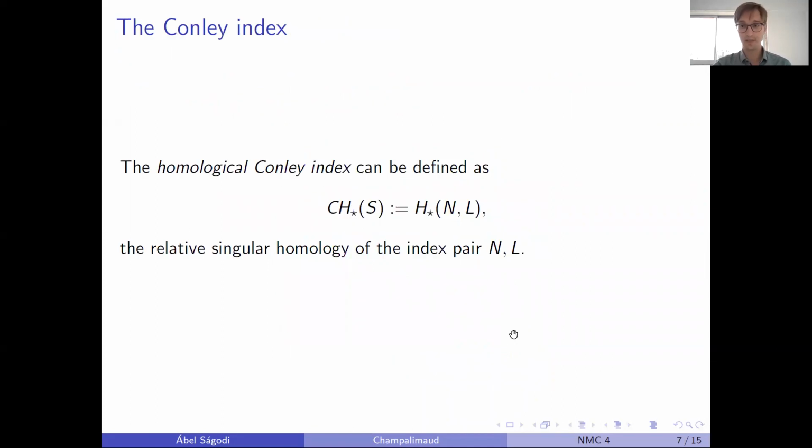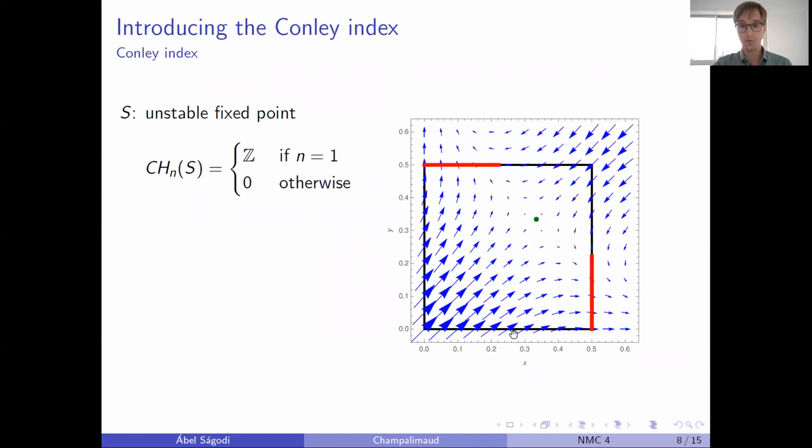These two together, the isolating neighborhood N and exit set L, give us the homological Conley index, which is given by the relative singular homology of this index pair. So in this example, this will be given by the graded abelian group, which is Z at level 1 and 0 otherwise.